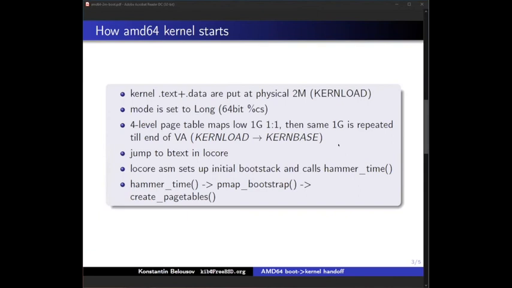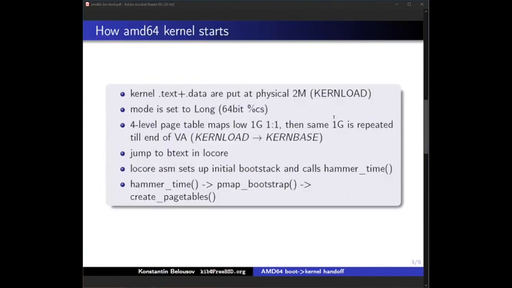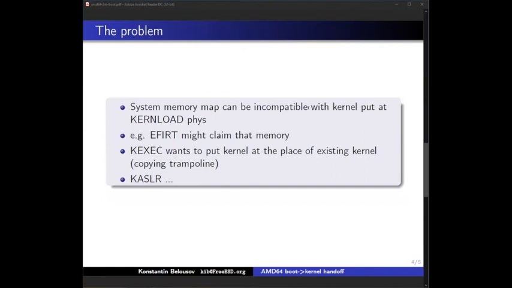And then we jump to locore, which creates the initial boot stack, calls hammer_time, and then we bootstrap PMAP and have a more or less running kernel configuration. So the big problem there is that we put the kernel at 2 megabytes of physical memory.